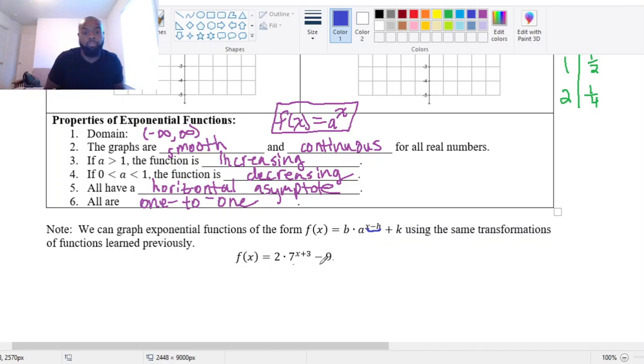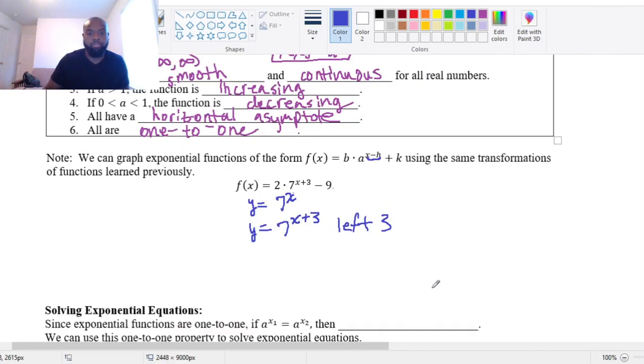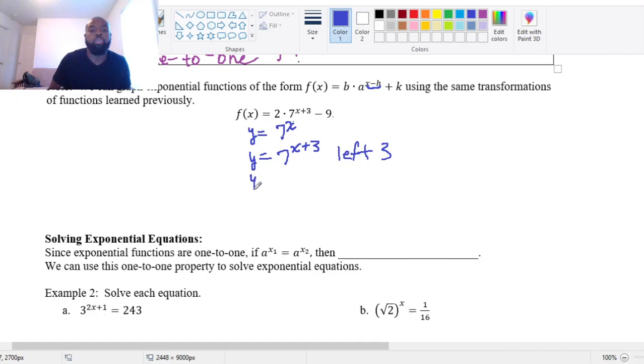And so if I were to try to graph this function here, I would start with y equals 7 to the x. Remember, you try to take out all of the numbers from your variable that are added or multiplied to your function, right? And so the most basic parent function is y equals 7 to the x. And then I work from the inside of the function, right? So we have y equals 7 to the x plus 3. That means we shift our function to the left 3 units. And then we have this multiplication by 2. So that's y equals 2 times 7 to the x plus 3. So I take that previous graph and I do a vertical stretch by a factor of 2. And then that last thing I do to that function is I subtract 9.